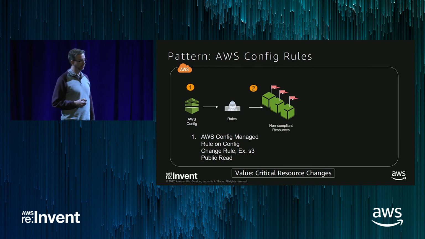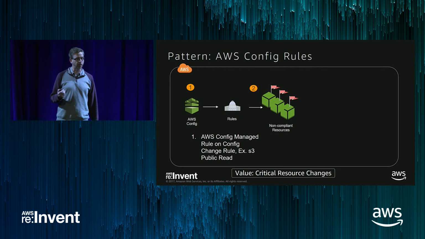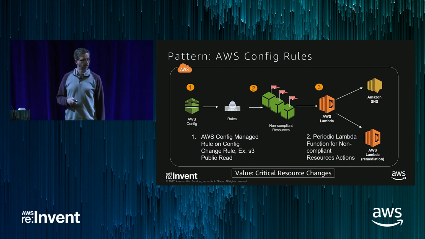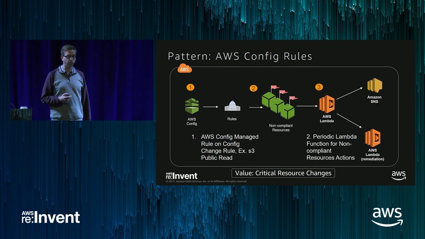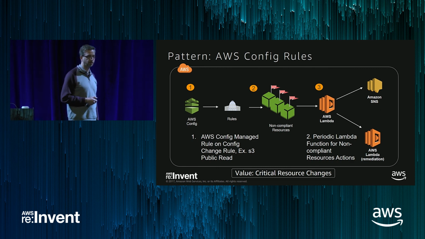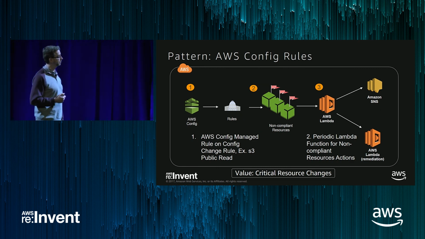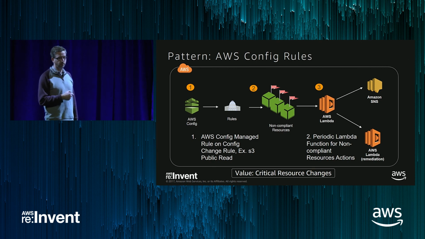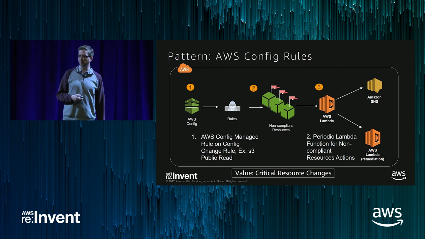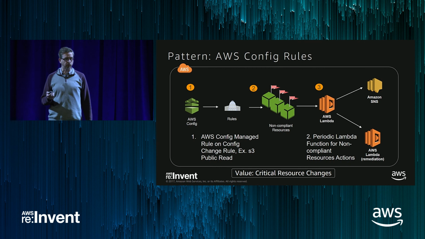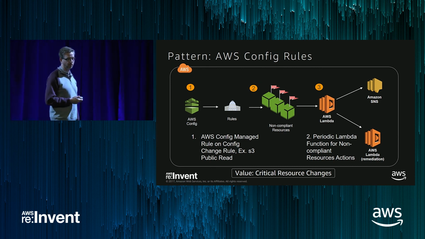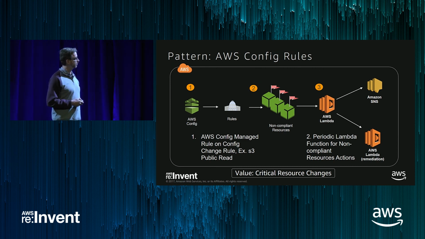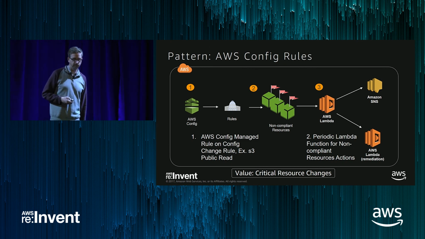Then in step 2, AWS Config maintains a list of non-compliant resources. And in step 3, a Lambda function will periodically process the non-compliant resources for notification and remediation. The value of this pattern is to monitor resources based on managed rules. Some other examples of this pattern are verification of EBS volume encryption. We can also verify that bucket logging is turned on for our buckets. And we can even check for specific tags on our resources to make sure we have tags like cost center.